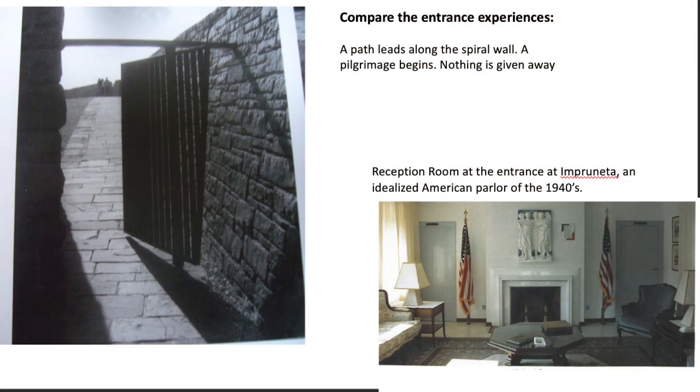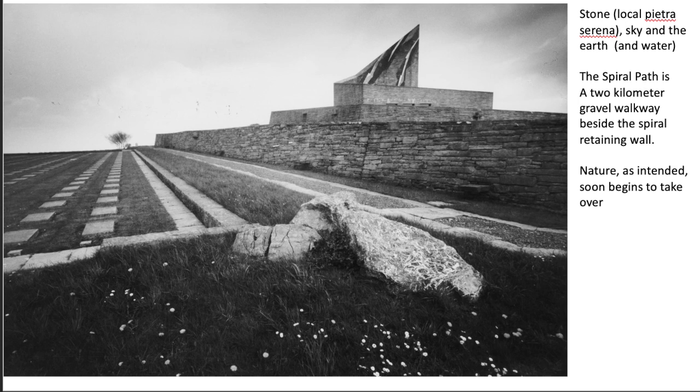Here they compare the entrance experiences. When you go to the Futa Pass, there's a very simple entrance here, and you start out on your pilgrimage. No more than 2 people can go in. And here, all American cemeteries have a reception room. This is the one at Imprometa. It shows an idealized American parlor, so you're invited to be comfortable and not shed too many tears. You can just sit there and read, and there are toilets and who knows what. It's comfortable, welcoming. And this is the experience when you walk along that path, and it's very powerful, I can tell you.